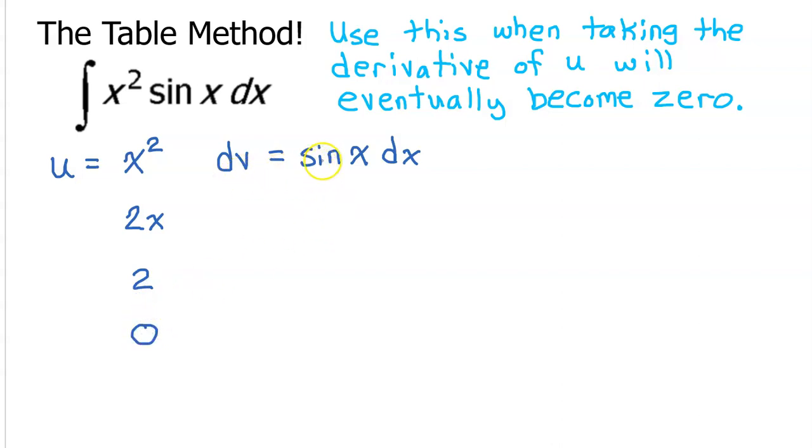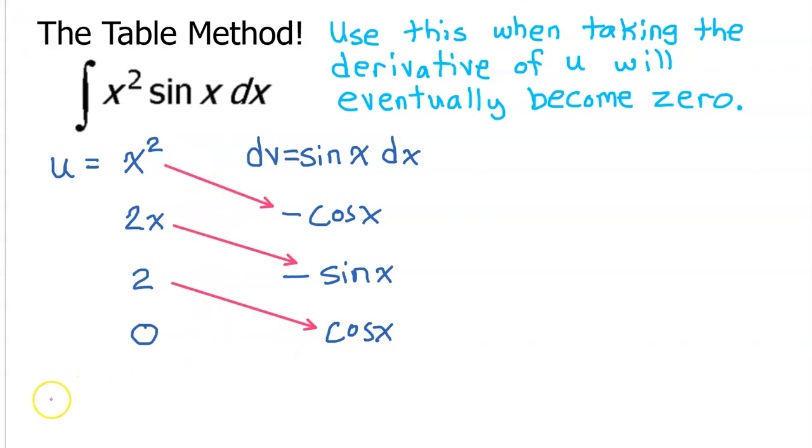Moving over to the dv, we are going to integrate repeatedly. The antiderivative of sine is negative cosine. Bringing down that negative sign, the antiderivative of cosine is sine. We bring down the negative sign again, but the antiderivative of sine is negative cosine, but the negative turns this minus to a plus.